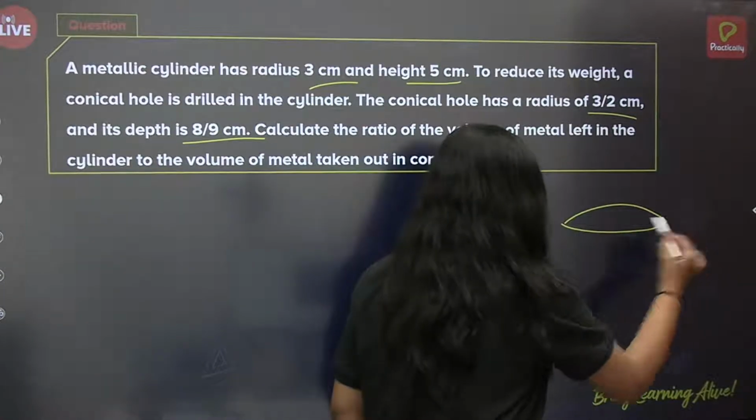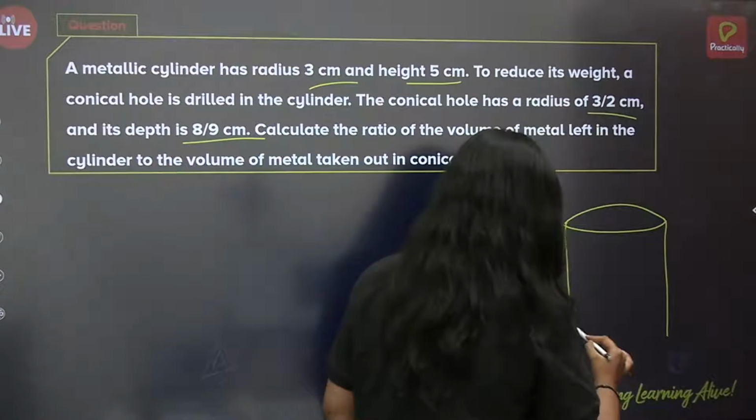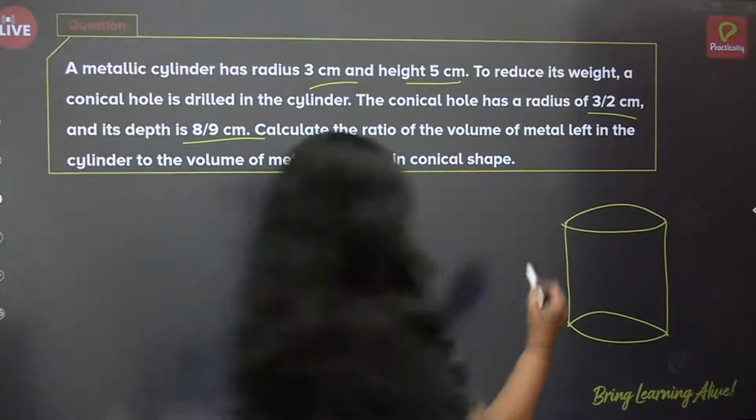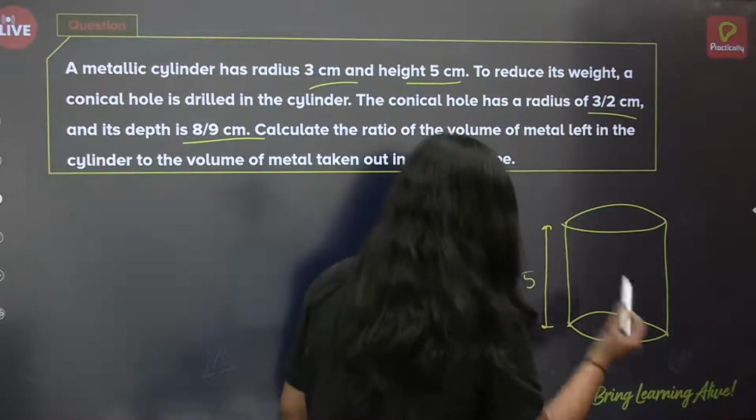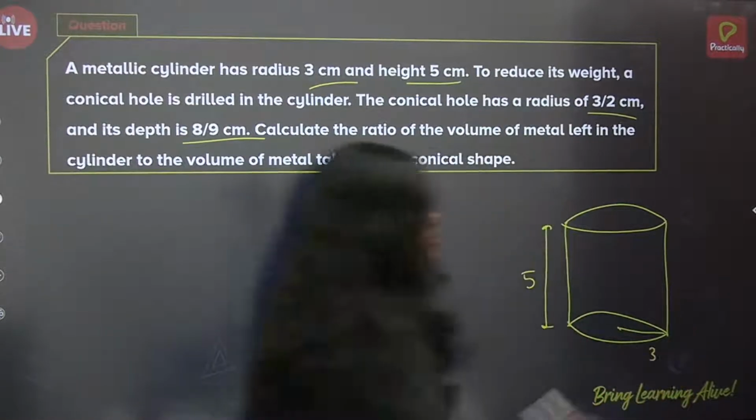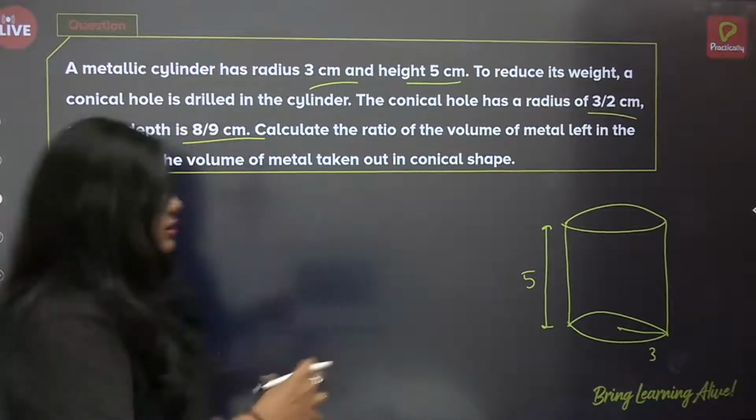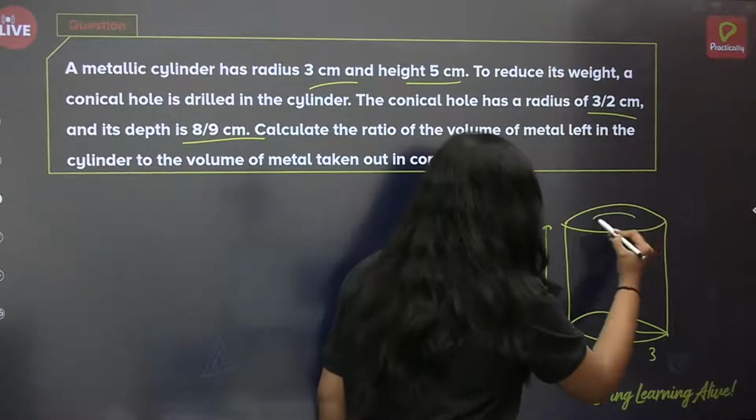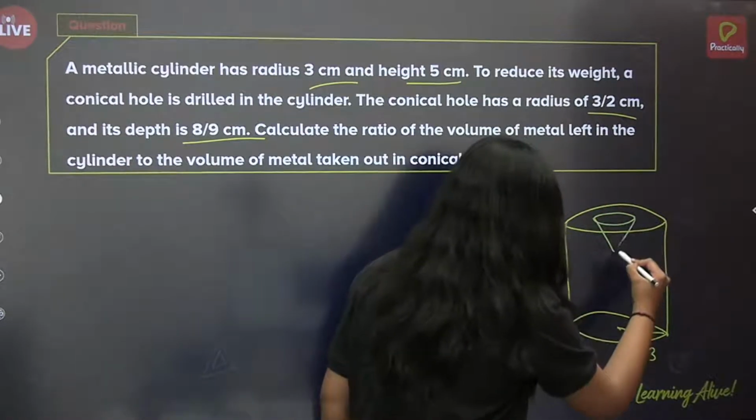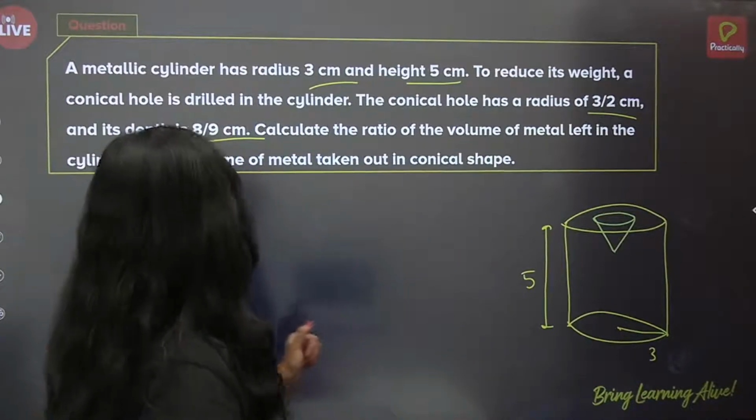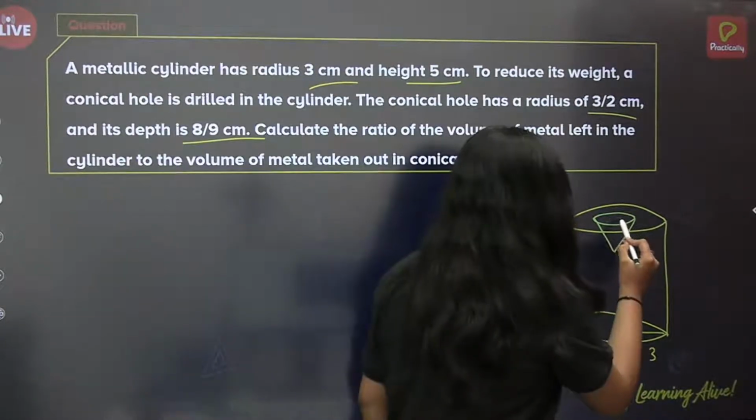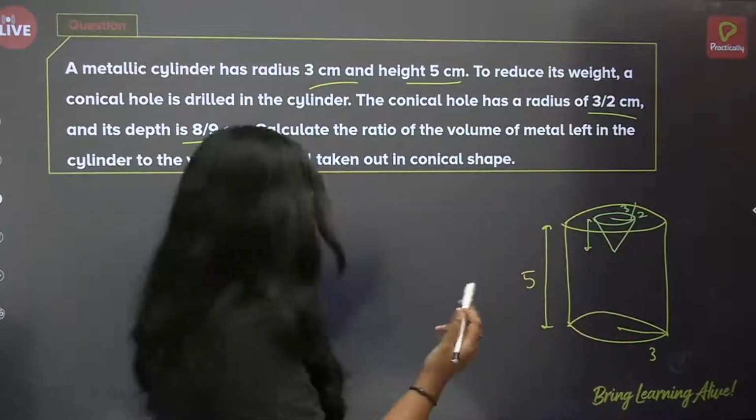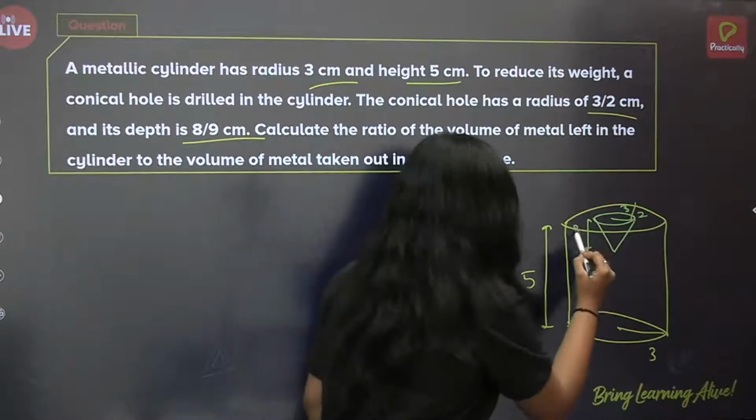There is a cylinder, correct? The radius of the cylinder is 3 and the height is 5. So this is 5 centimeters and this is 3 centimeters. Now a conical hole is drilled. Let us use another color. Here a conical hole is drilled. This radius is 3 by 2, and the depth or the height of the cone here is nothing but 8 by 9 centimeters.